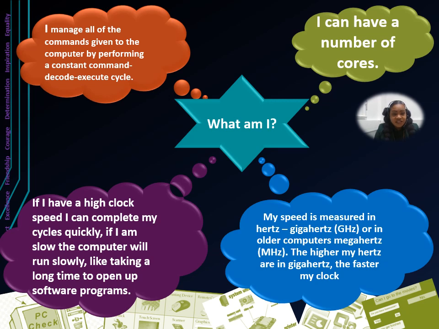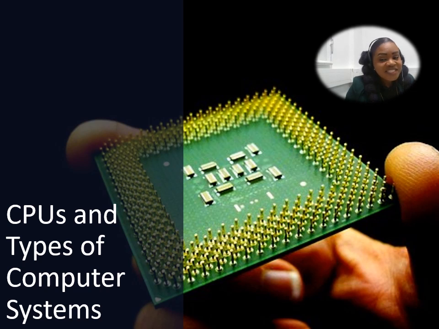Our first activity. So you want to pause this one here, read each section, and then answer it in your books as best as you can. The main question is, what am I? I am the CPU. You guessed it. Now, let's dig deeper into what CPUs and types of computers are. Stick around.